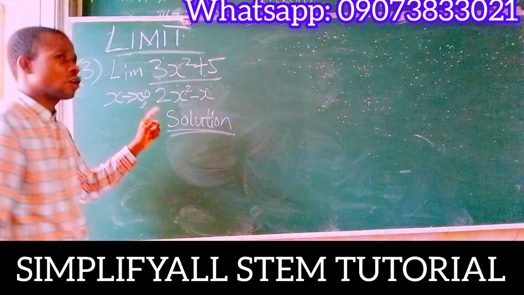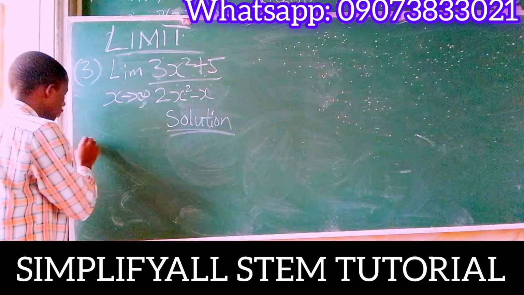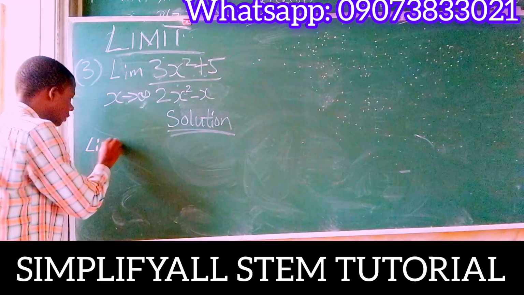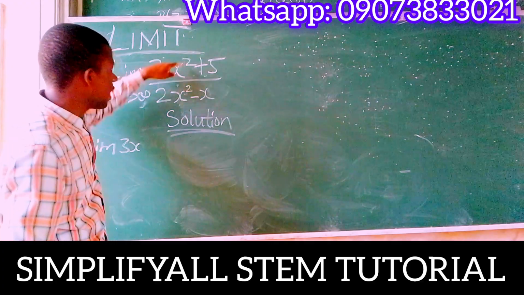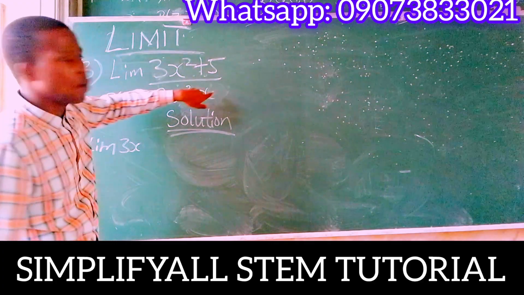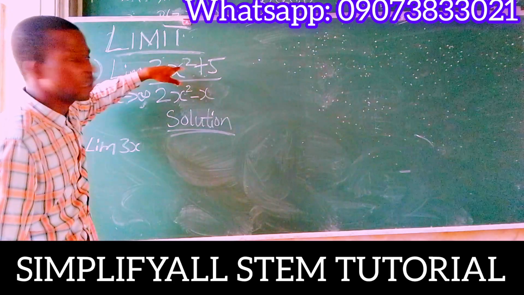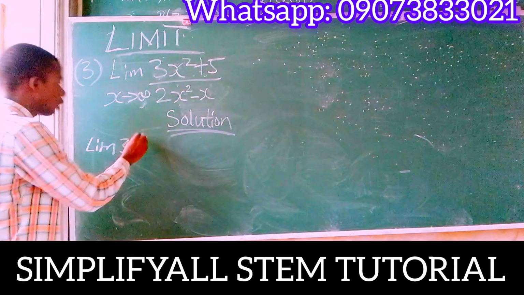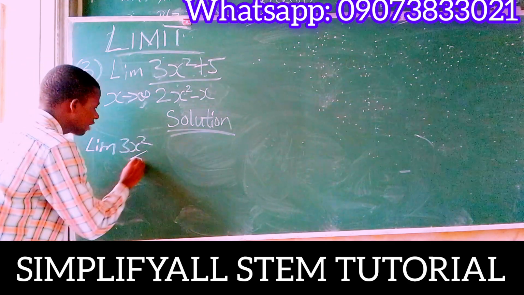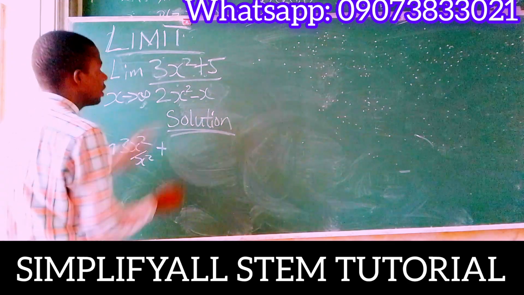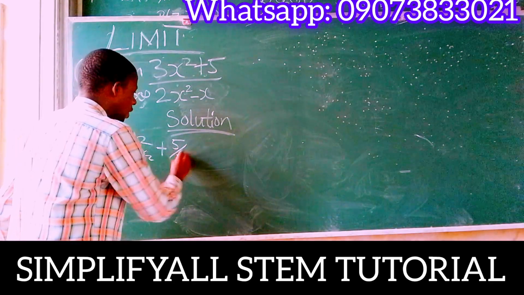Let's try to get this particular question in limit. So we're going to have the limit of 3x squared. Our highest power in this function is x squared, because x squared is greater than x to the power of 1. So we divide each of these terms by x squared. We have 3x squared divided by x squared, plus 5 divided by x squared.